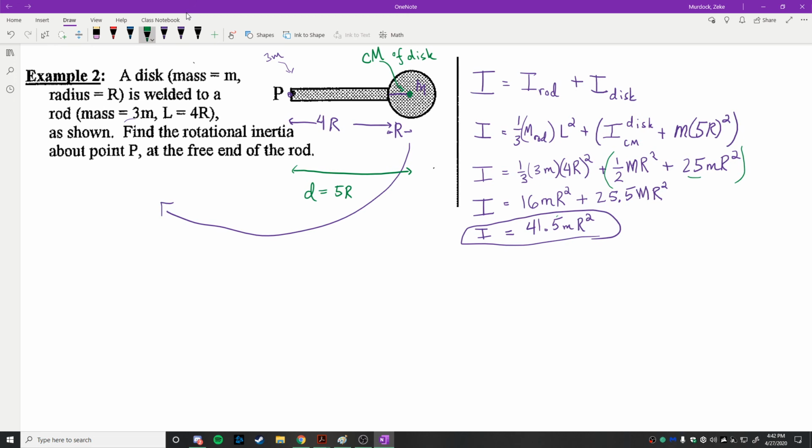And if it's a bigger disk, it'd be a different story. But in this case, the disk is small relative to the distance, right? The radius of the disk is r and the distance is 5r. That made it so that the fact that it's a disk just doesn't matter that much.